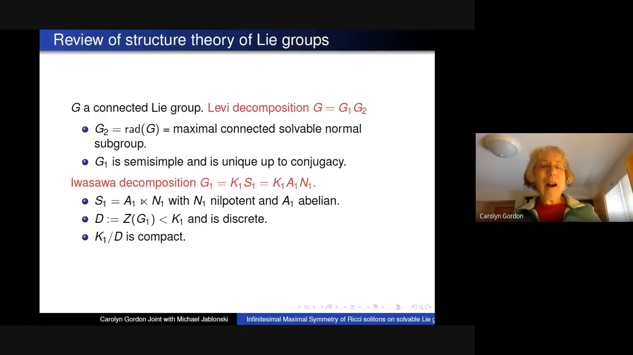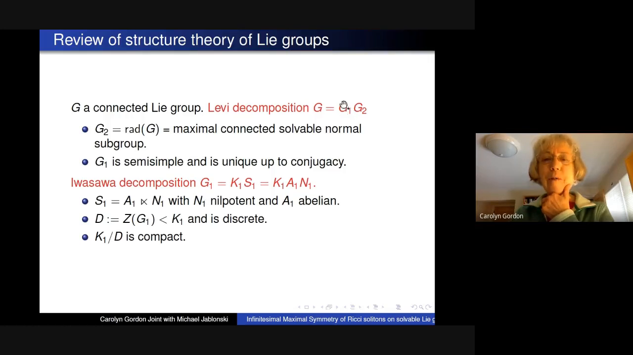Okay, so the only other preparation I need for the proof is a little bit of structure theory of Lie groups, which is probably familiar to most of you, but I'll quickly review it. If G is a connected Lie group, it always has what we call a Levi decomposition, G equals G1 G2, where G2 is the radical of G, which is a maximal connected solvable normal subgroup, and G1 is semi-simple.